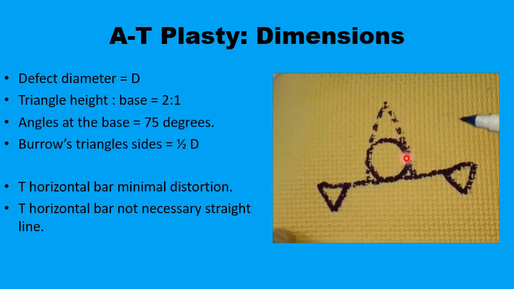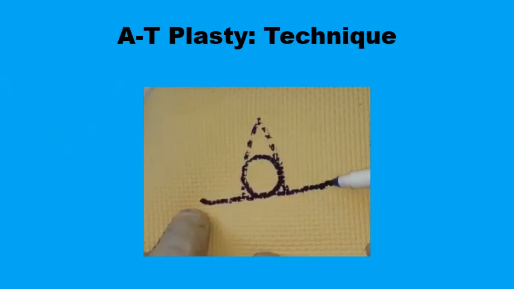To avoid the formation of dog ears, you need two porous triangles on the other side of the horizontal bar of the T. The base of this equilateral triangle is half a D. So again, half the diameter of the defect will form the base of two equilateral triangles here. And when this triangular defect is created, these two flaps from either side of the defect would meet in the midline here with minimal distortion to the important horizontal bar of the T. So this is to demonstrate the simple technique.